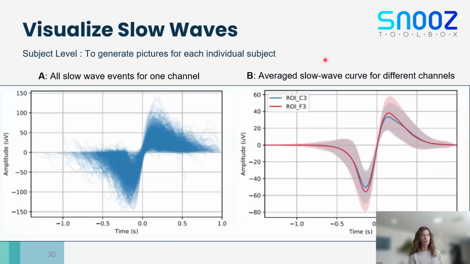Snooz provides a tool to visualize many slow wave signal curves within a single figure. So here are two examples generated at the subject level. In figure A, the image is generated for a specific channel, allowing you to evaluate the set of slow wave events and identify potential outliers or artifacts.